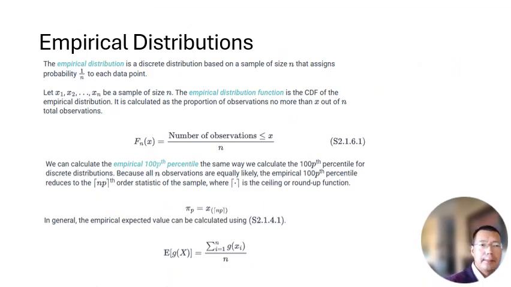The next topic is empirical distribution. The empirical distribution is a discrete distribution based on a sample of size m that assigns probability 1 over m to each data point. Let x1, x2, ..., xm be a sample of size m. The empirical distribution function is the CDF of the empirical distribution. It's calculated as the proportion of observations no more than x out of m total observations, meaning Fm(x) is equal to the number of observations less than or equal to x over m.